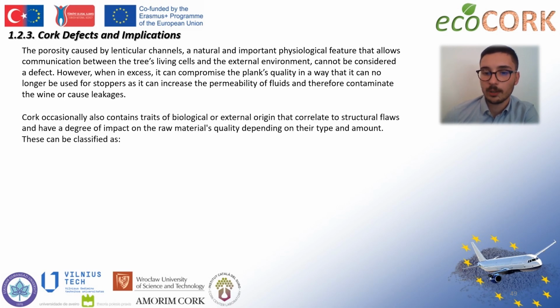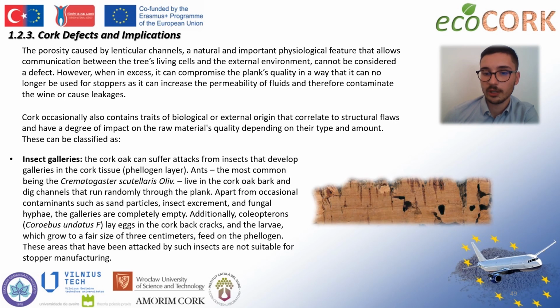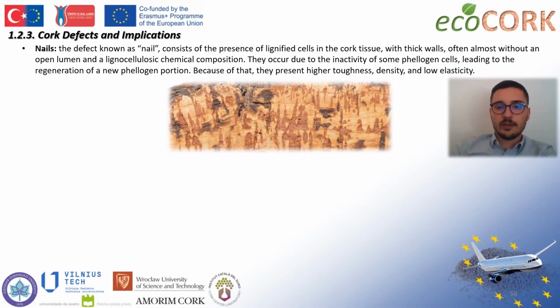Cork can also have biological or external characteristics that are related to structural flaws and, depending on their type and amount, change the quality of the raw material in some way. These can be grouped into insect galleries. Insects can attack the cork oak when they make nests in the cork tissue. The nail defect is made up of thick-walled cells that have turned into lignin in the cork tissue. Because of this, they are tougher, more dense, and less flexible.